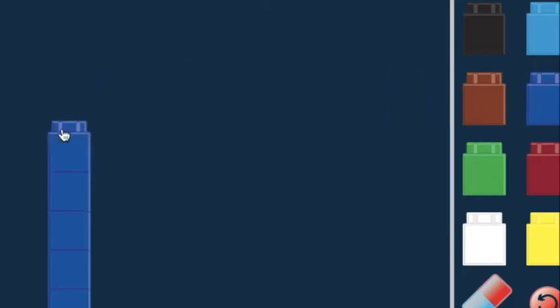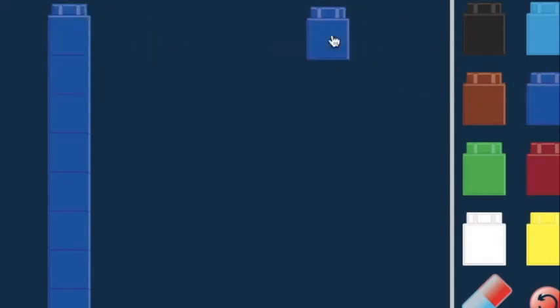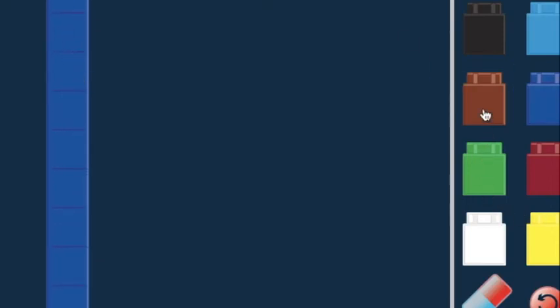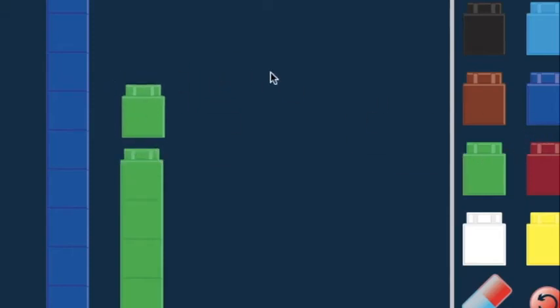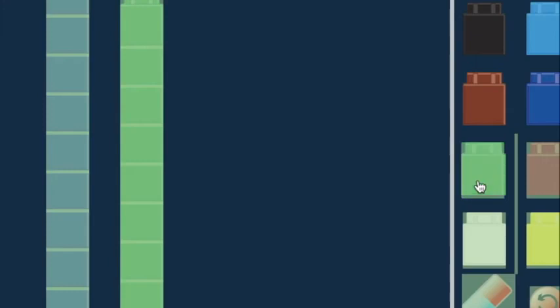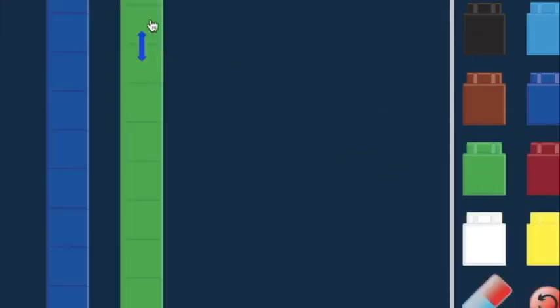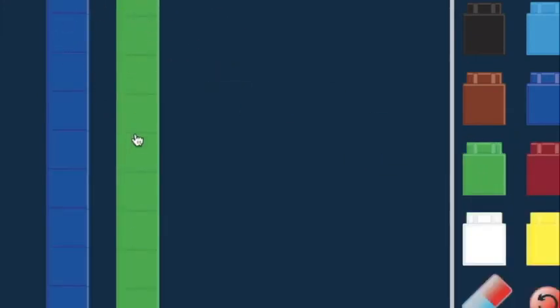1, 2, 3, 4, 5, 6, 7, 8, 9, 10. Ten 1, ten 2, ten 3, ten 4, ten 5, ten 6, ten 7, ten 8, ten 9, 2 tens. So now we have 2 tens.